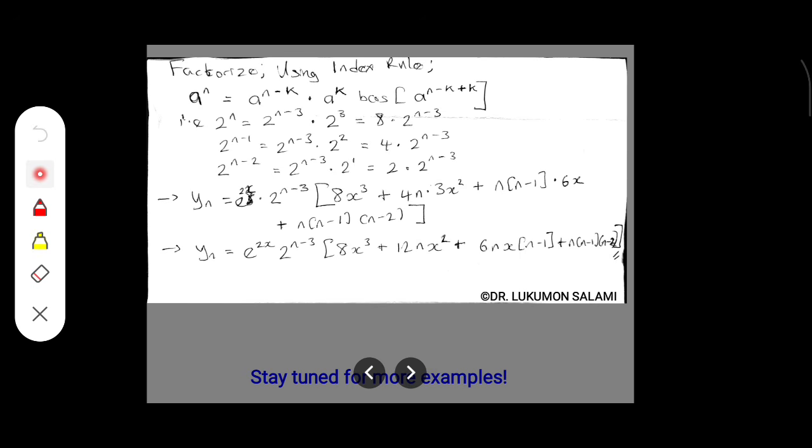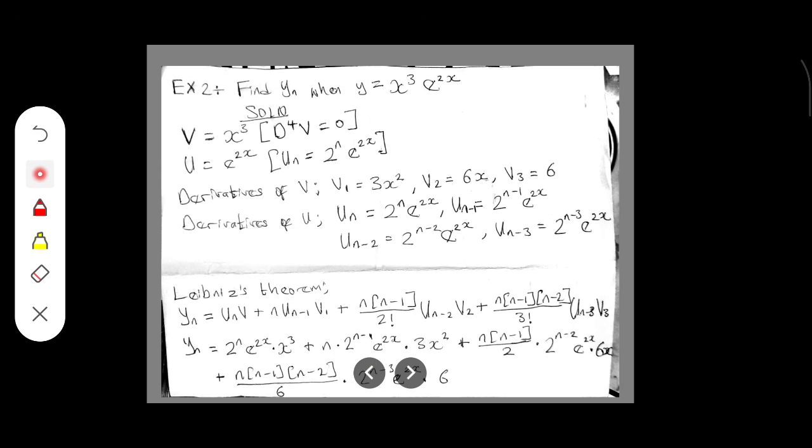Moving on, we just have to simplify and factorize. So using the index rule, I wrote that a raised to the power n can be written as a raised to the power n minus k multiplied by a raised to the power k, because when we add the indices, negative k and positive k cancel out and we still have a raised to the power n. And from the previous slide, we have two recurring factors, exponential 2x and multiples of 2.